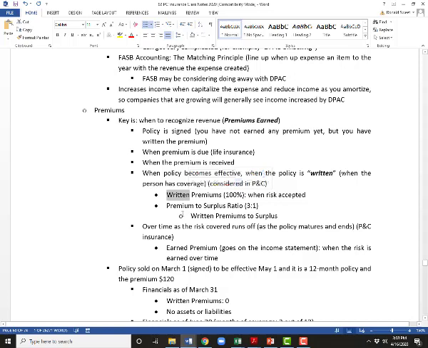It's not when we collect the premiums. When that policy is signed and we promise for the next 12 months, as long as you pay your premium, we're giving you insurance. That's when we've taken on the risk. And so we use written premiums to surplus as our measure. Now, over time, written premiums and earned premiums, which we'll talk about a little bit later, are usually about the same, but for younger companies or companies growing fast, it's quite possible that written premiums can be much larger than earned premiums because you write the premium before you earn it.